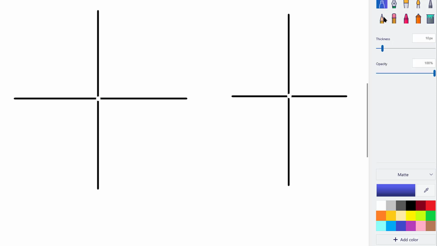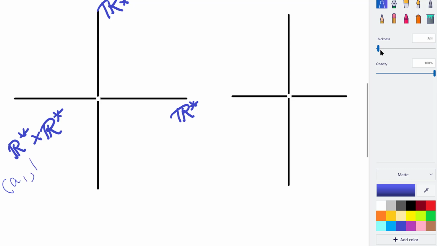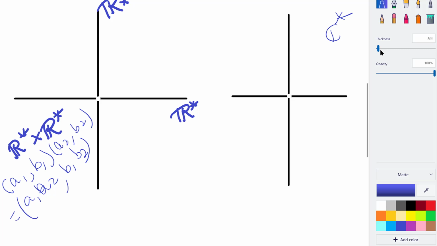Okay, so what happens is this one is R star, where R star is the set of non-zero real numbers, and we are looking at R star cross R star, and our operation is just very routine: (a1, b1)(a2, b2) equals (a1 a2, b1 b2), right? And this is C star, where we have the complex multiplication, right?